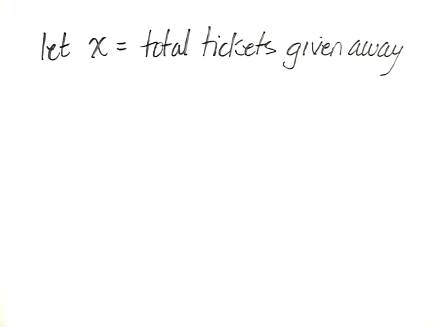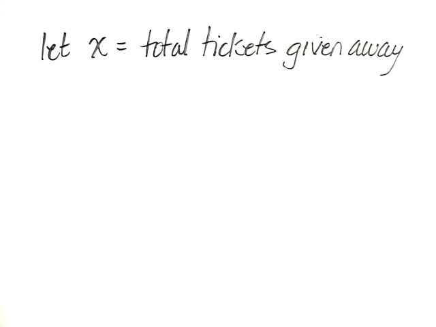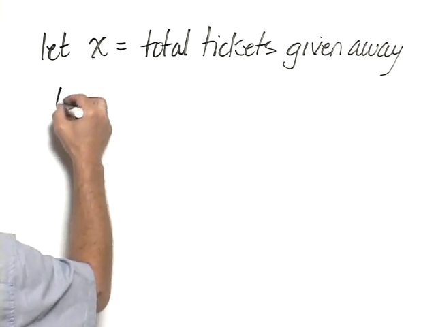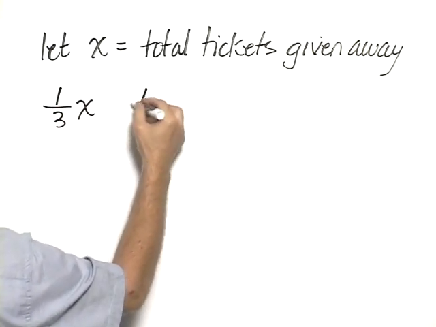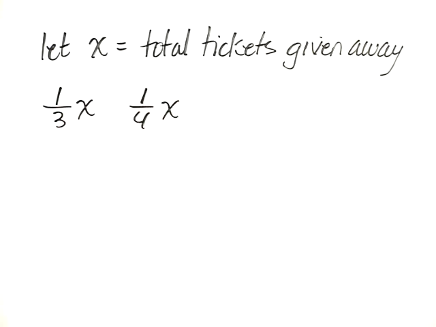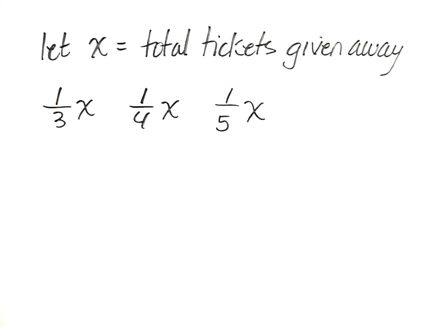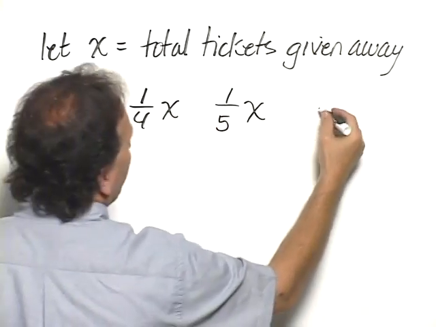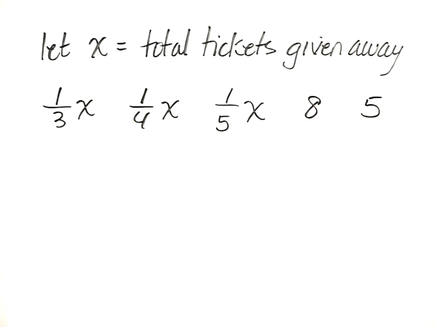So we start the problem with the familiarize step, and that is we will let x equal the total number of tickets given away. And then we can say that the first person received 1/3 x of the tickets. The next, or second, person received 1/4 of the tickets. The third person received 1/5 of the tickets. Then the fourth person received 8, and the 5th person received 5. So there's how many tickets each of the 5 received.